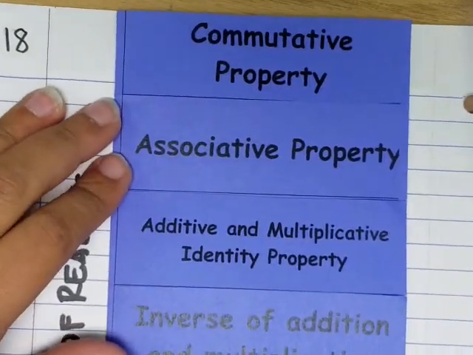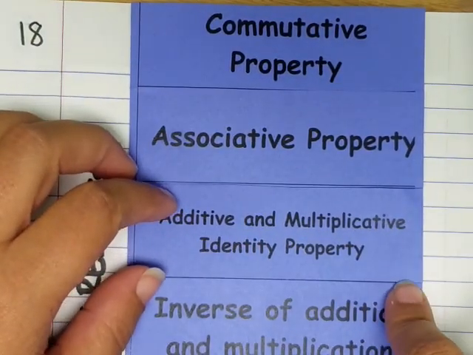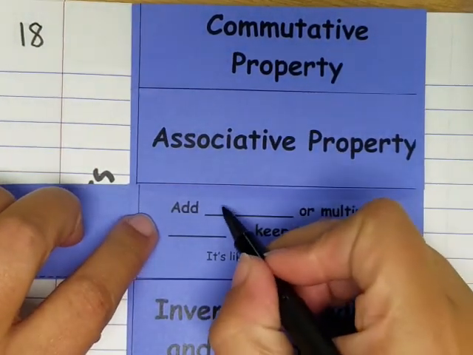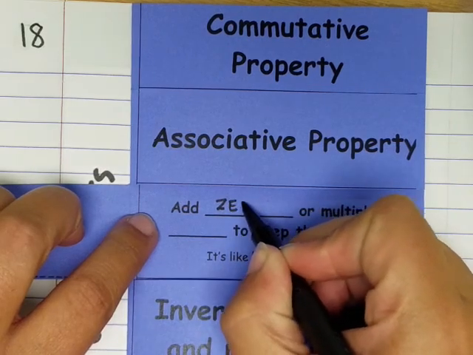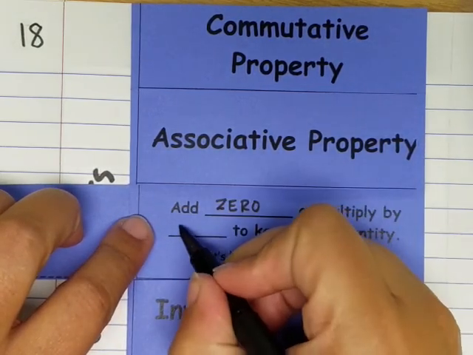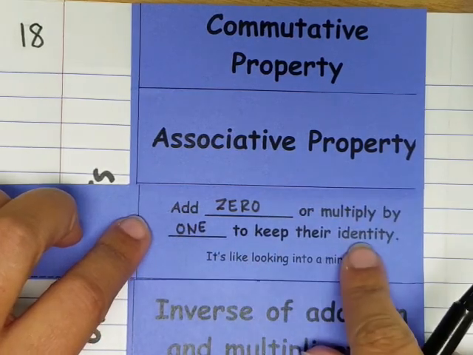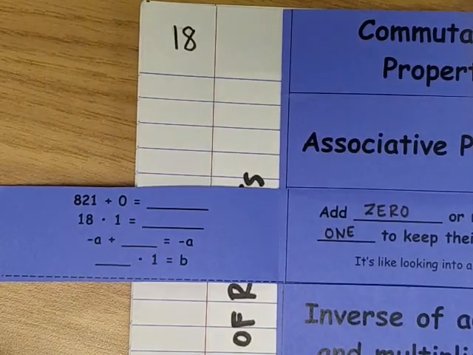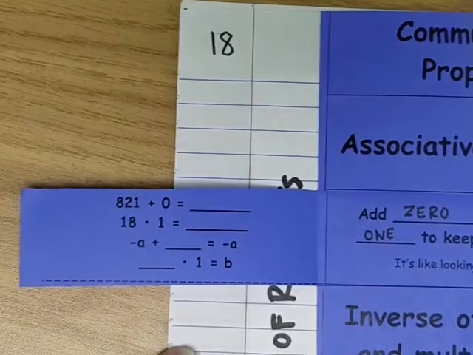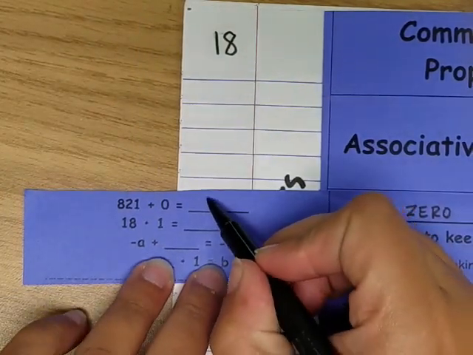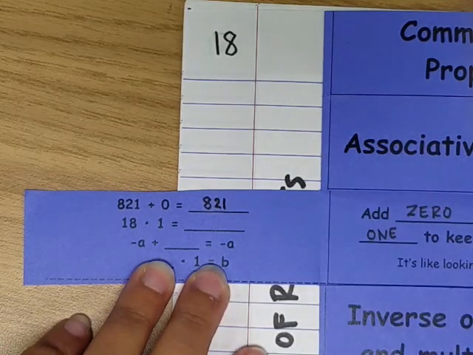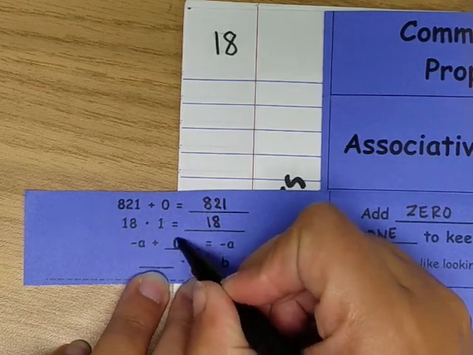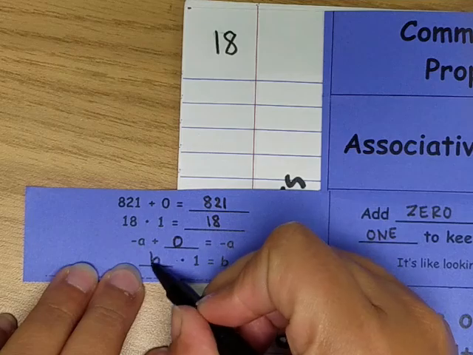Okay. All right, our next one is the additive and multiplicative identity property. These are two different properties, so please pay attention to the difference. When you add 0 or multiply by 1, you're keeping that number's identity. So it's like looking into a mirror. So the additive identity property means when I add 0, I keep that same number. So this would give me 821. The multiplicative identity property is when I multiply by 1 and get that same number. So negative A plus 0 gives me negative A, and then B times 1 gives me B.